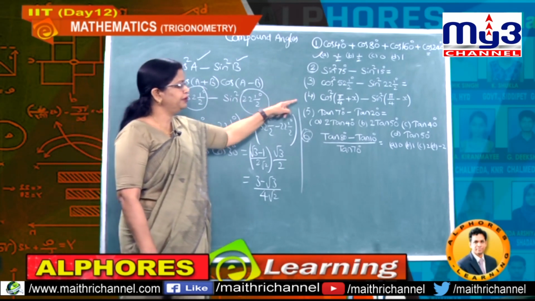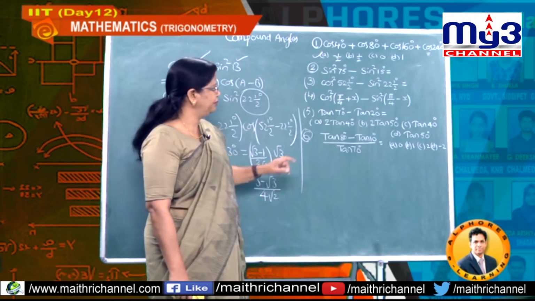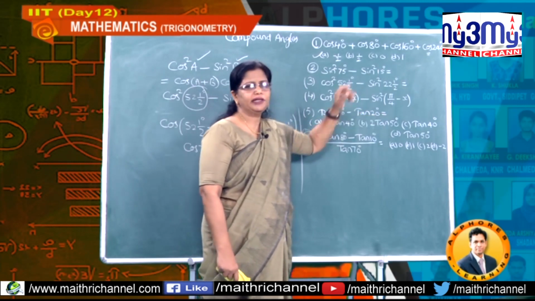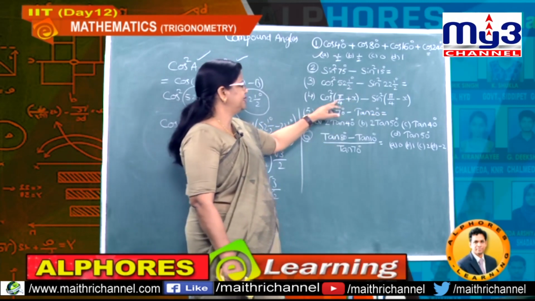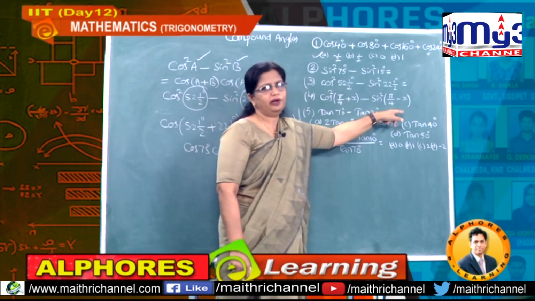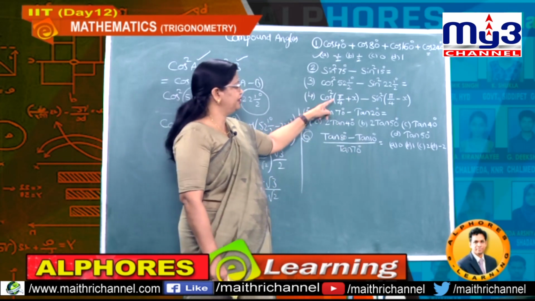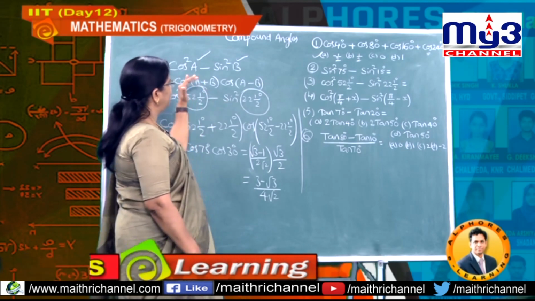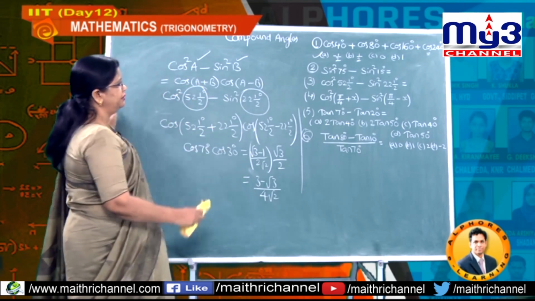Let us observe the fourth problem. How is the fourth problem given? Cos square A again minus sin square B. This is pi by 4 plus x, 45 plus x, and this is 45 minus x. That means these two are different angles. So, let us use the same model formula.